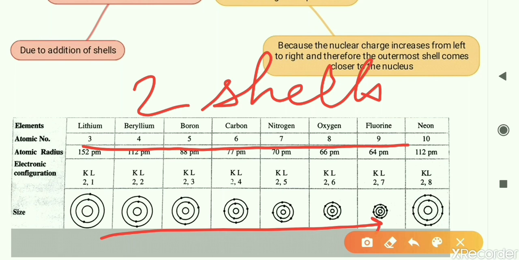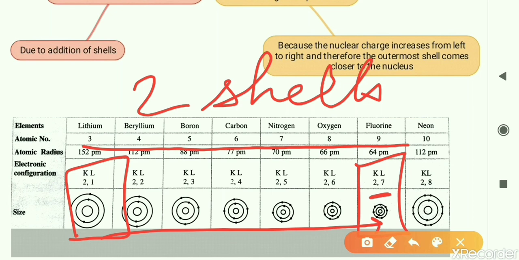As a result, what is happening? The outermost electrons are easily attracted by the high nuclear charge. In case of lithium, only 3 positive charge. The nuclear charge is plus 3 only. In case of fluorine, the atomic number is 9 here. So that is why fluorine contains 9 positive charge and lithium contains 3 positive charge.